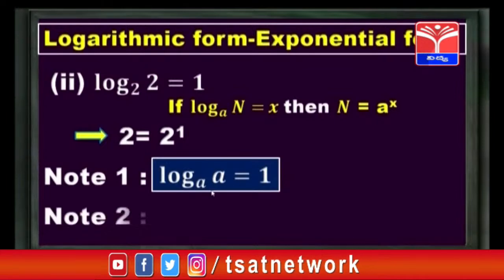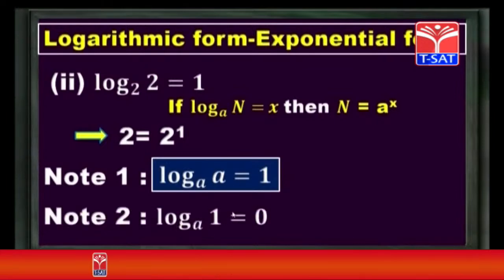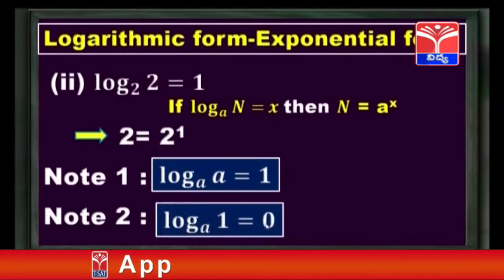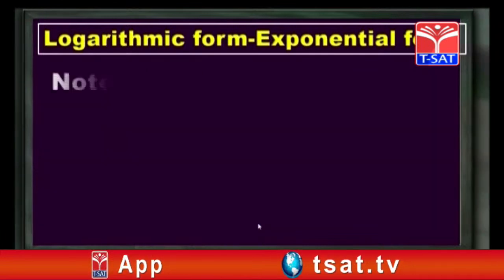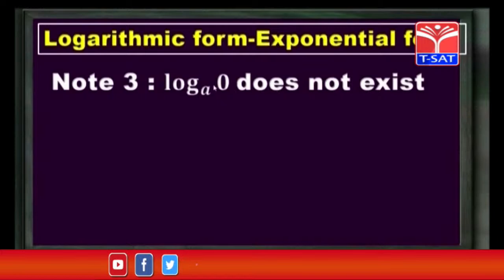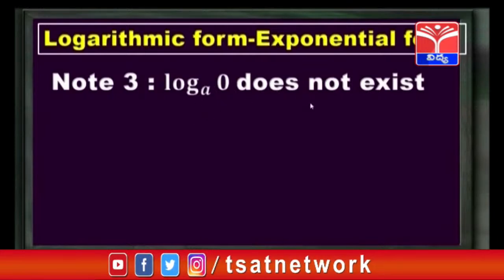Log a to the base a is equal to 1, and note 2, log 1 to the base a is equal to 0. So always log 1 irrespective of base is equal to 0, and the base should not be equal to 1. So only one condition, a should not be equal to 1 and a is greater than 0, then log 1 to the base a is equal to 0. Now note 3, log 0 to the base a does not exist. So whatever the base is, log 0 does not exist.